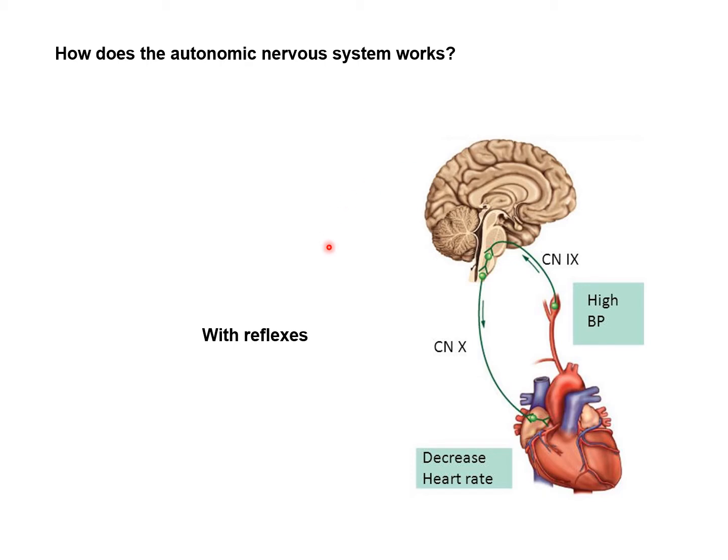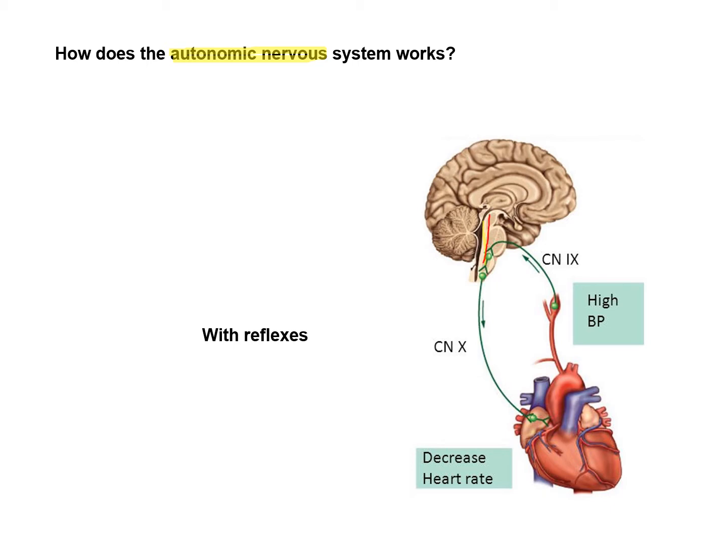So all of this is beyond our control, and hence the name autonomic. It is called autonomic for a reason, and that reason is because we don't have any control. They are reflexes.